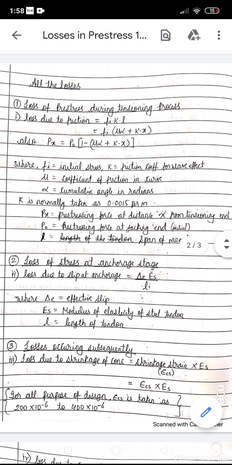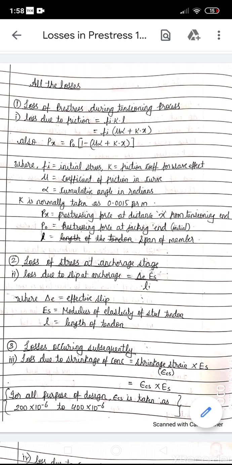So what is Px? Px is the prestressing force at a distance x from the tensioning end. And what is P naught? P naught is your prestressing force at the jacking end, or you can also say it is the initial prestressing force. And L, I have mentioned before, is the span of the member. So that was the first loss, that is loss due to friction.